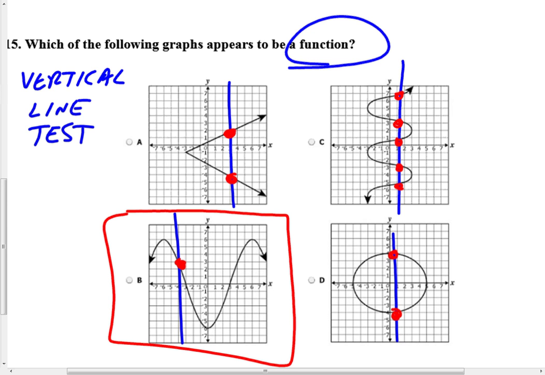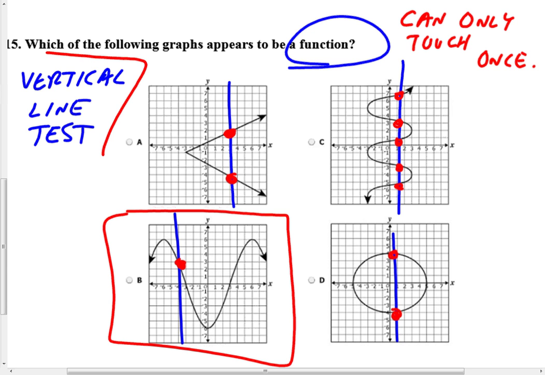Because how many times does your vertical line touch? Once. How many here? 2. A lot. 2. A function can only touch once. But you gotta do the vertical line test. You gotta put a vertical line in the drawing. Is that something you can fix? Yes. You got it wrong.